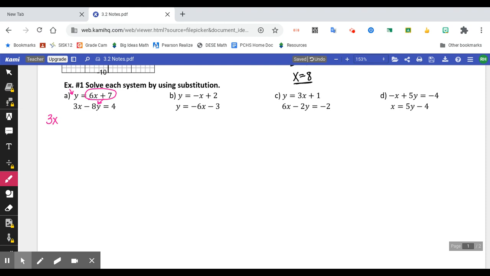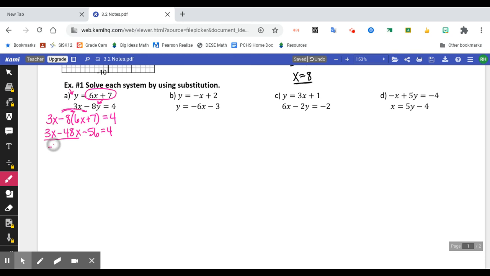So 3x minus 8, I'm going to take out y, and in its place, I'm going to put what it told me y was equal to, 6x plus 7. Everything else stays exactly the same. Now I can solve for x because it's my only variable. So I'm going to distribute -8 here. 3x minus 48x minus 56 equals 4. Combine like terms.